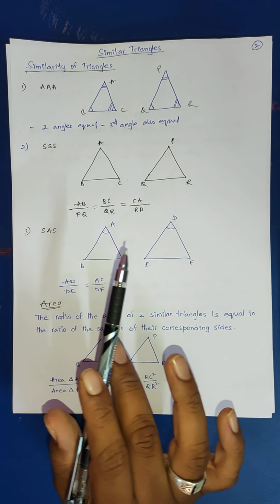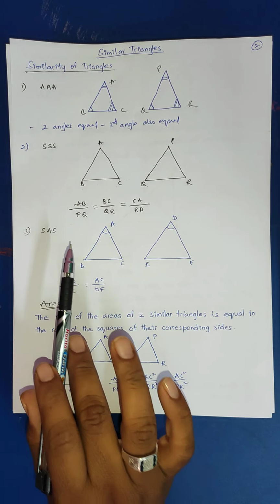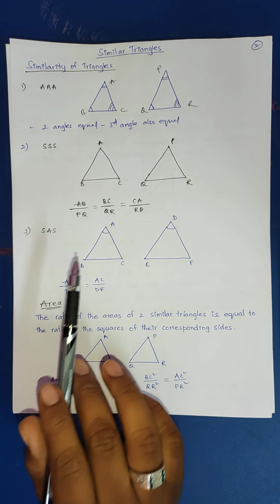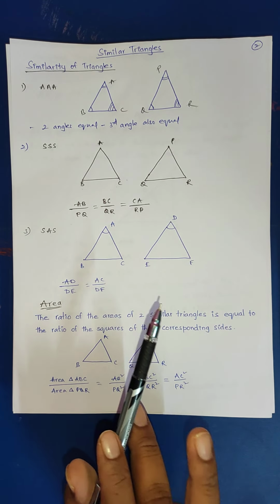SAS criterion means side, angle, side. Any one angle is equal in both triangles and the remaining two sides are in the same ratio.